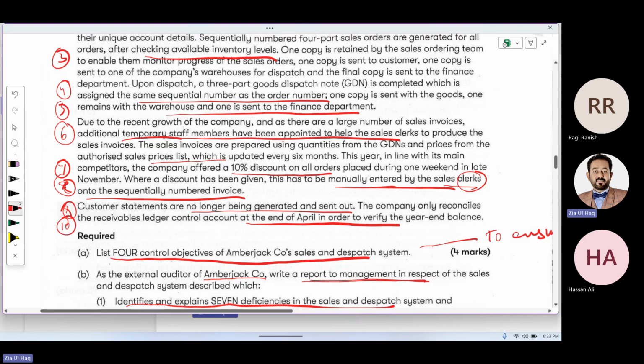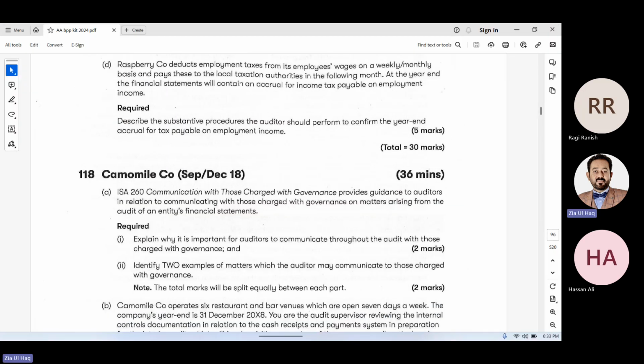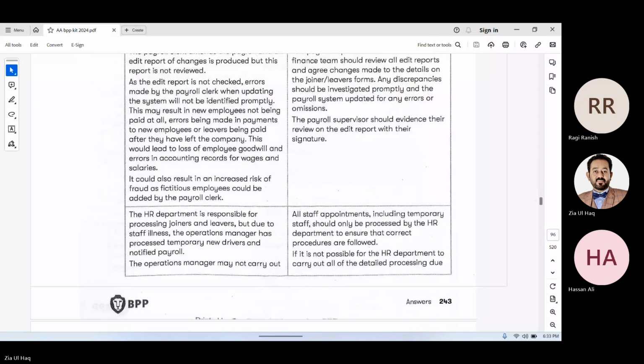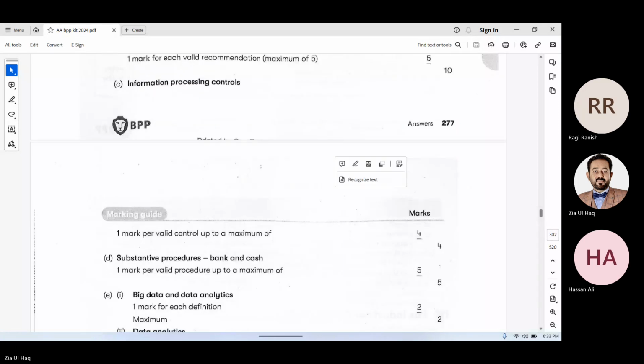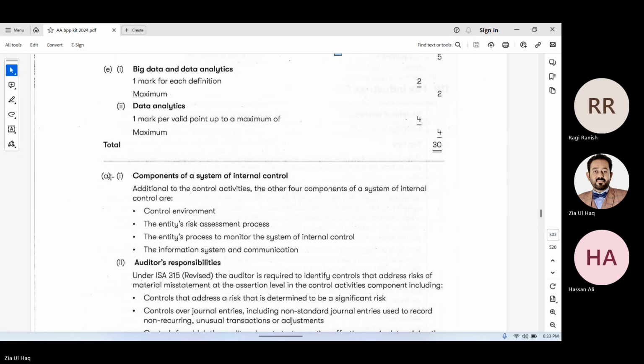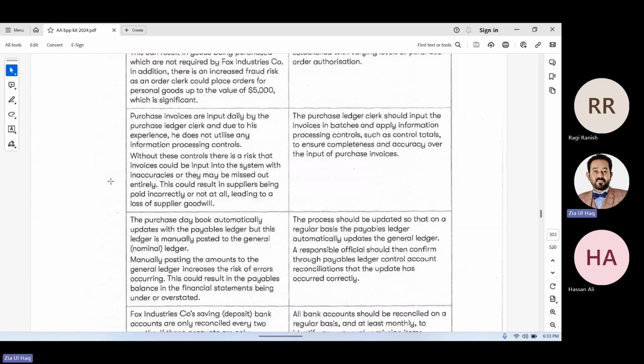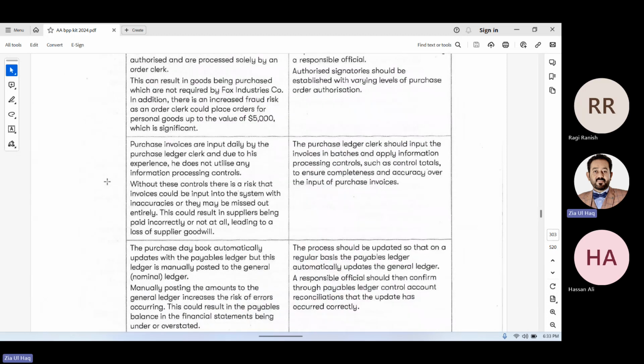So is that fine? This was an easy question. Okay. Do you want to see the answer? No. Let me check. 150, 150.